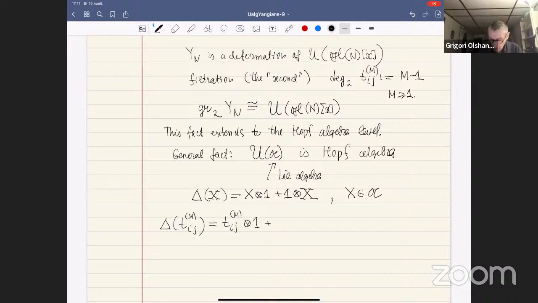You get, first of all, this. But then we also have some additional terms, summation from r equals 1 to m minus 1.